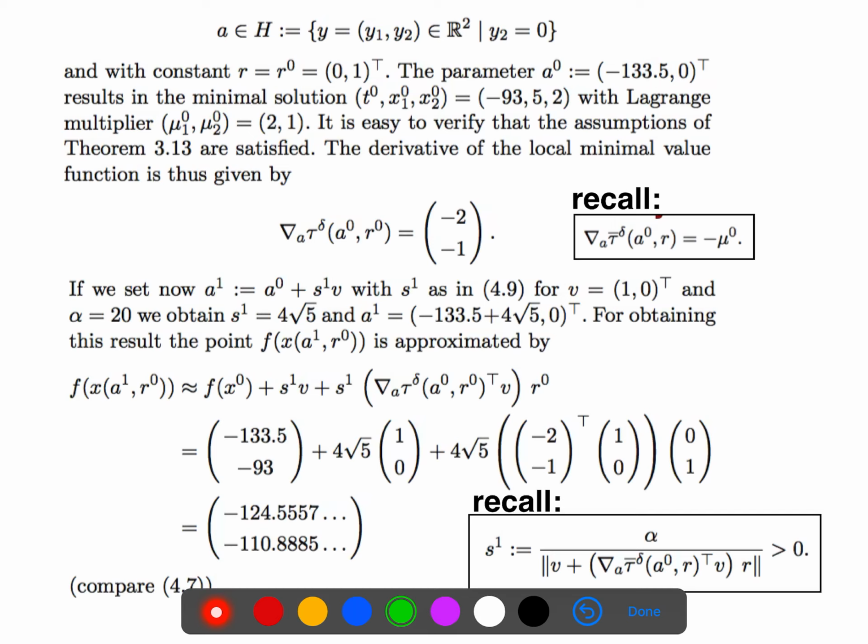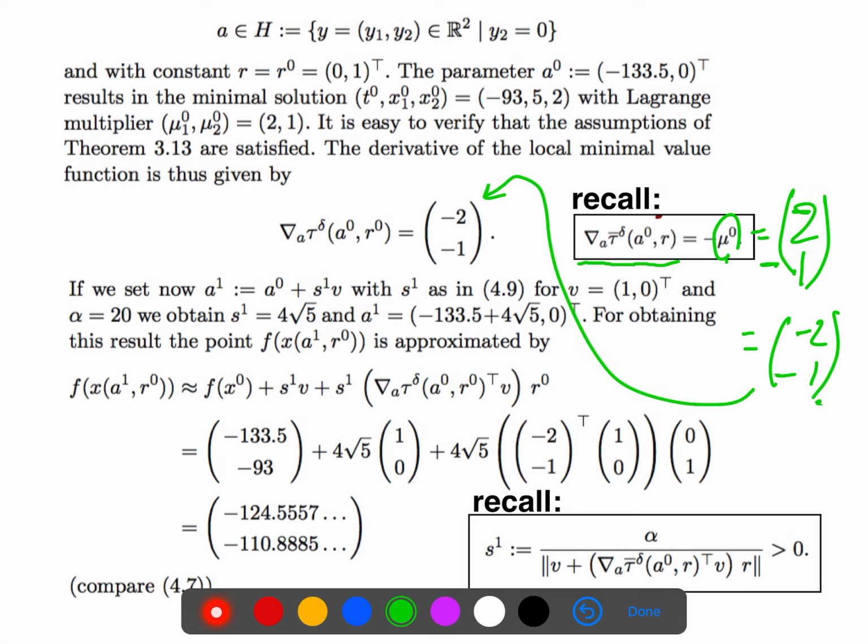First, I remind you that the gradient of the value function that I talked about is minus mu0, which is the Lagrange multiplier, and we have calculated it for our first reference point, which is 2 and 1. So minus (2, 1) is equal to (minus 2, minus 1). That's why we have written it here. We just substituted in this formula, and also designed S1, the amount that we go in that direction.